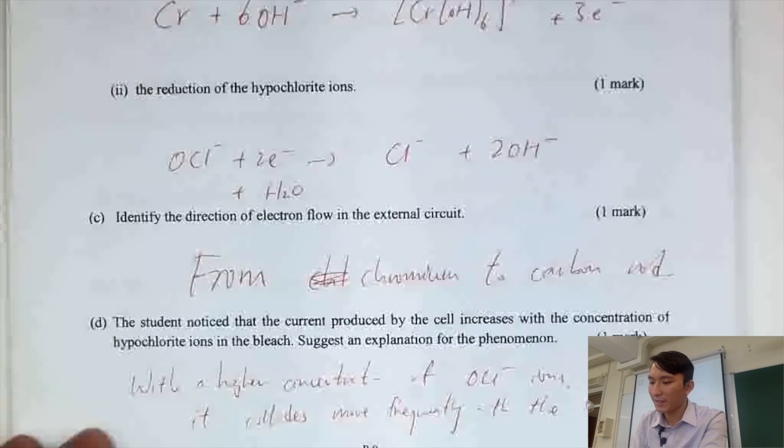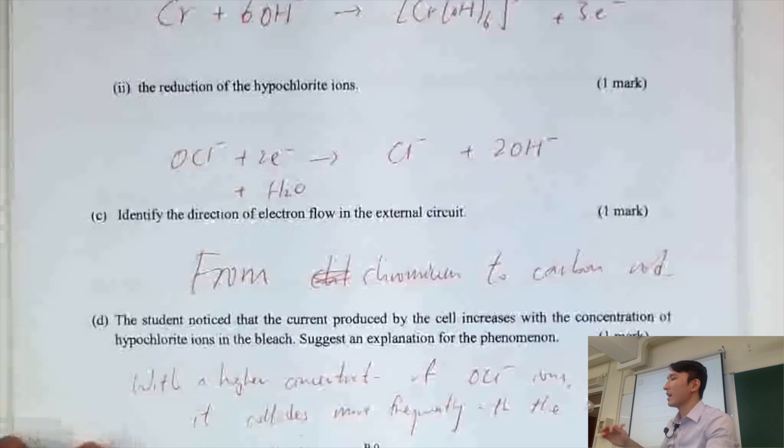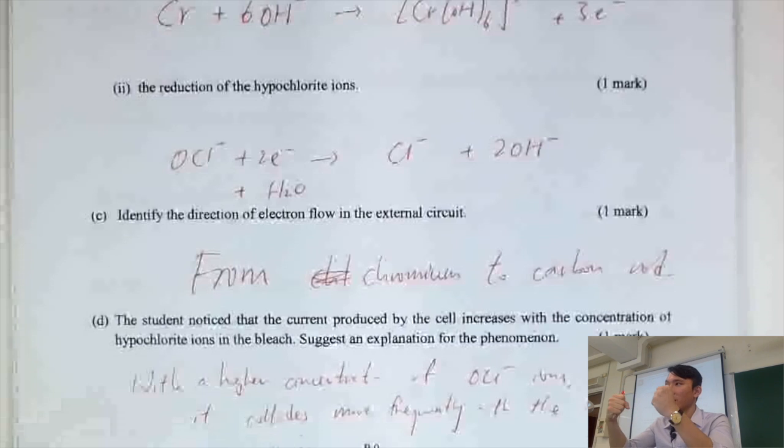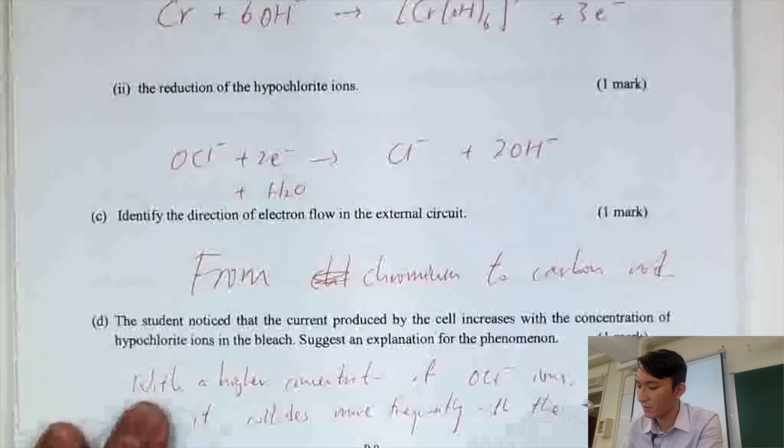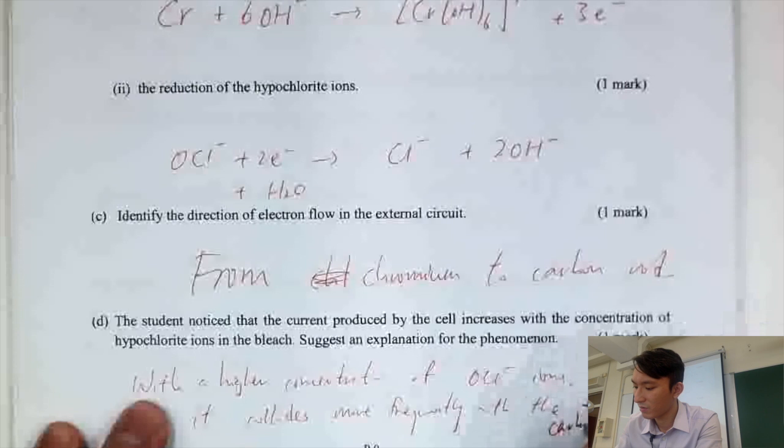So part D is kind of out of syllabus. It's about the collision frequency. So with a higher concentration, the reactant collide more frequently on the electrode. Not really chromium. It's the carbon electrode.